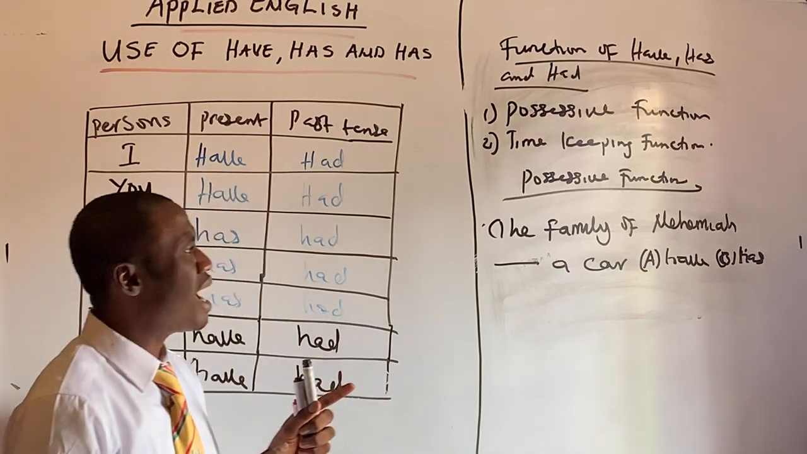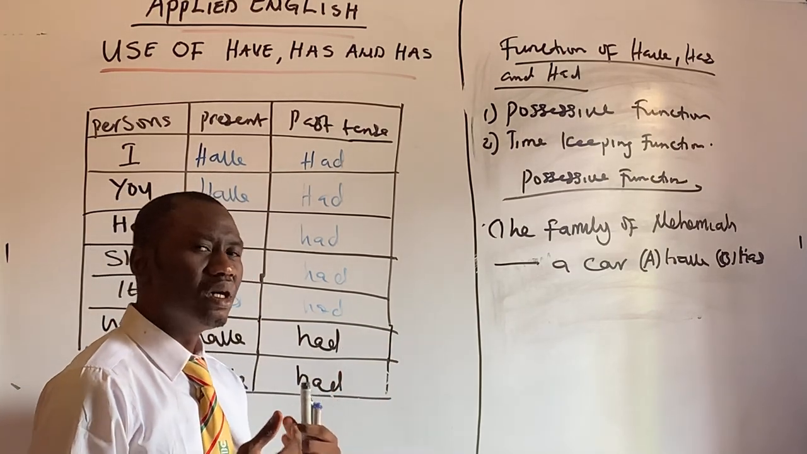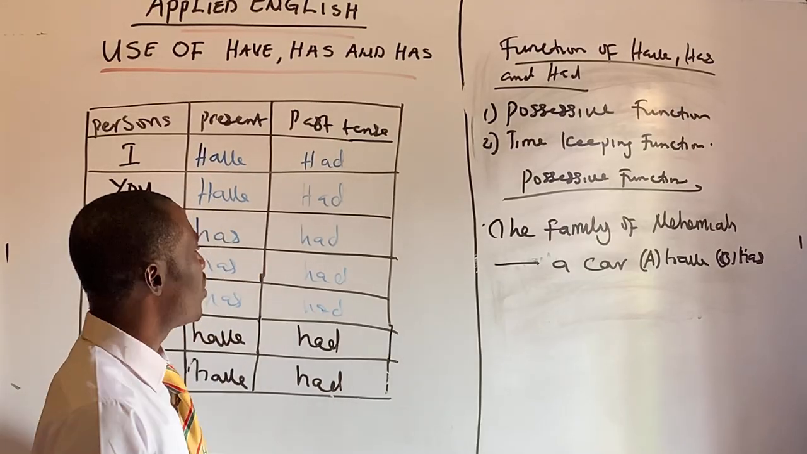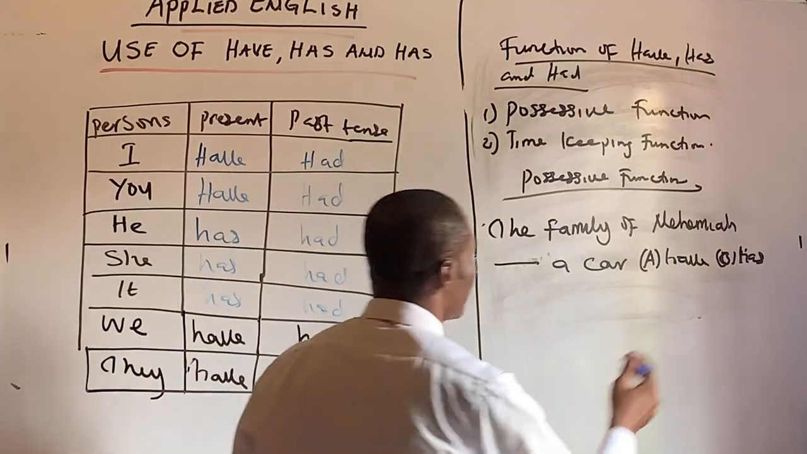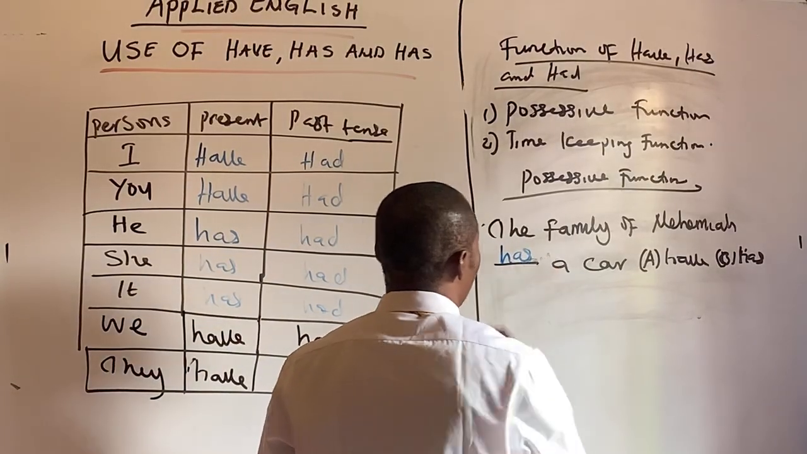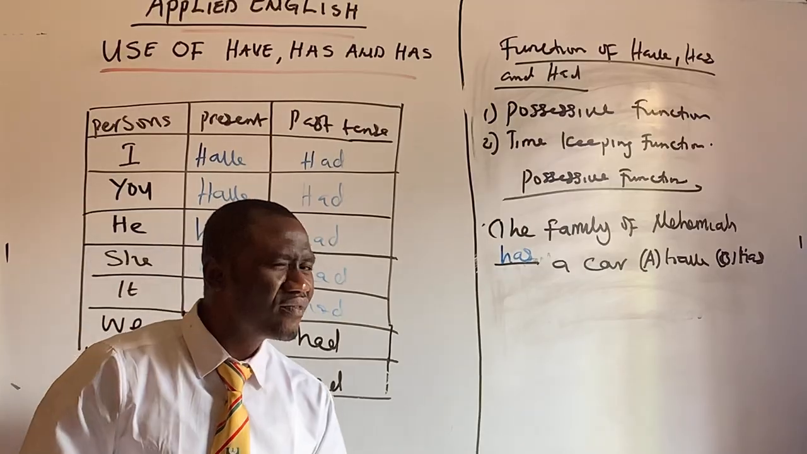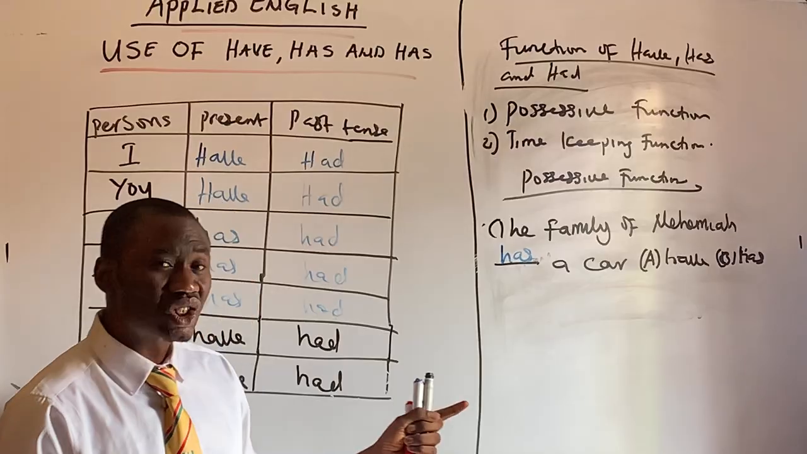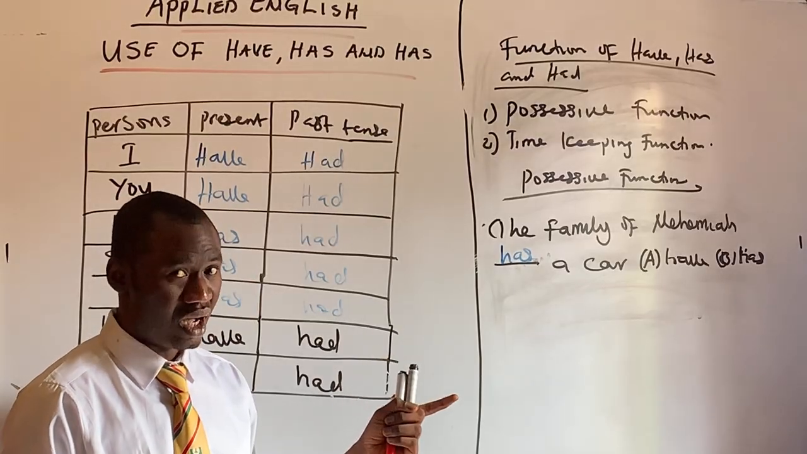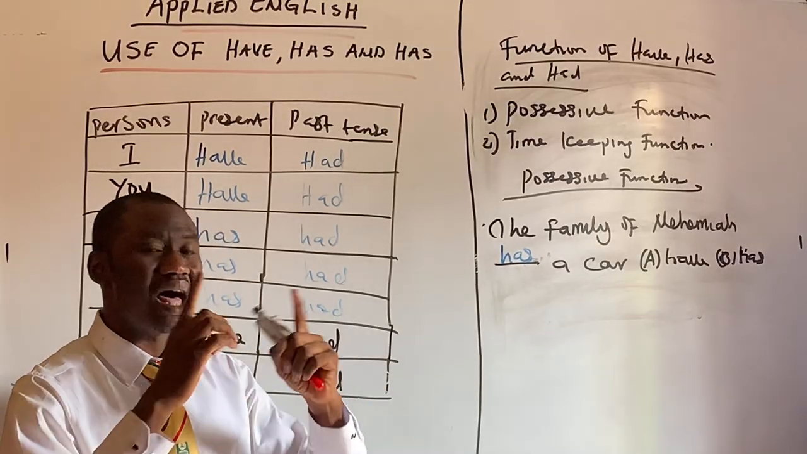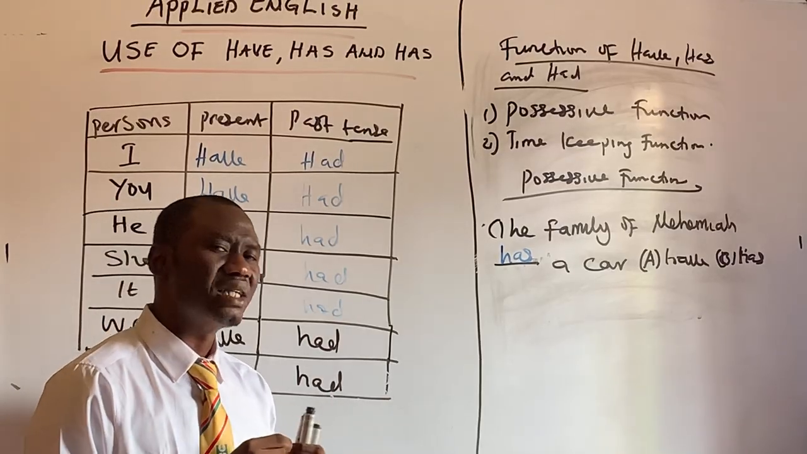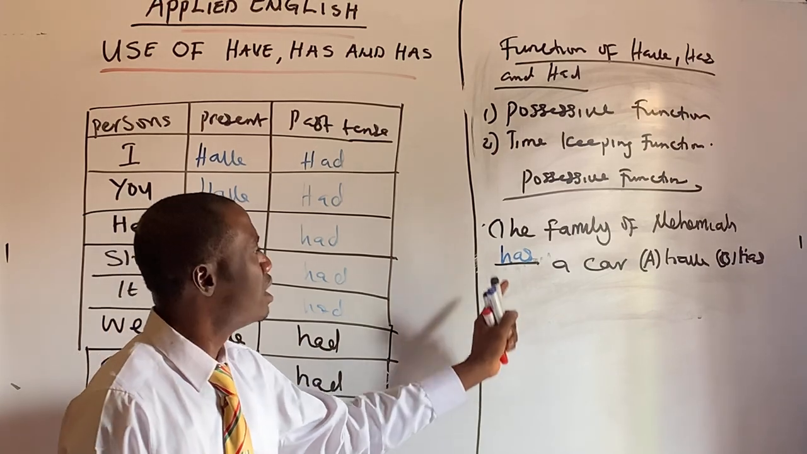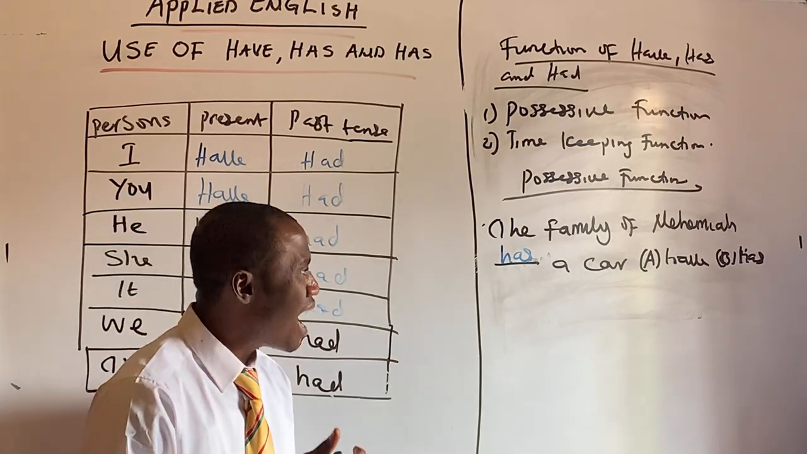If you look at the American style of writing, American English, you use has. All right? Because the family is seen as a collective noun, and then it attracts a singular verb. This is for the American style of writing. The family of Nehemiah has a car.